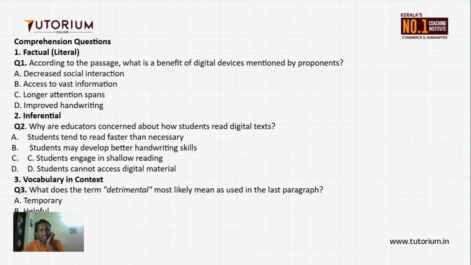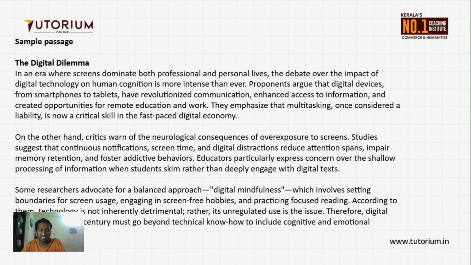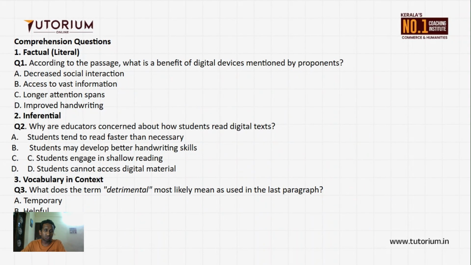So why are educators concerned about how students read text? Here, once again, students cannot access is irrelevant. Students may develop better handwriting skills, again, that is a distractor. So there can be only two possible answers. Students tend to read faster than necessary. Students engage in shallow reading. So the first one cannot be a concern, right? So you can go back to the passage, and it says here about shallow reading. So students engage in shallow reading. That is an inference that you have to make.